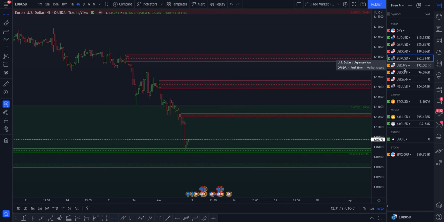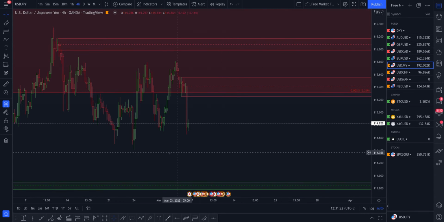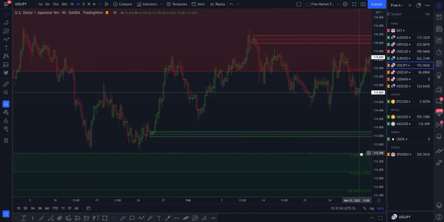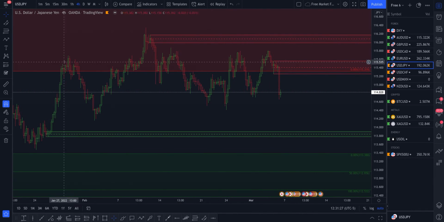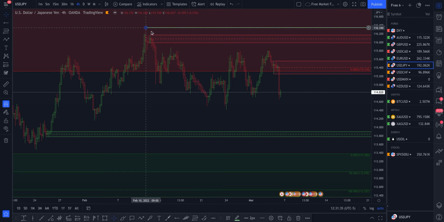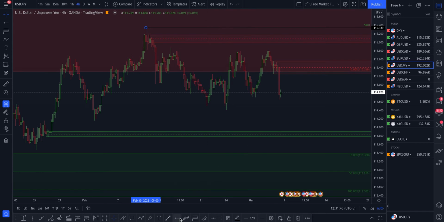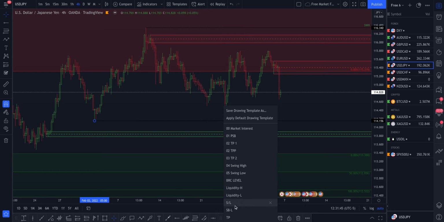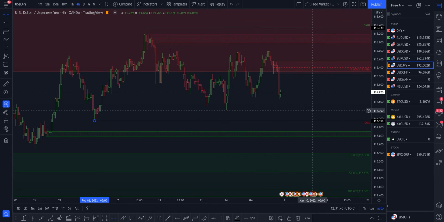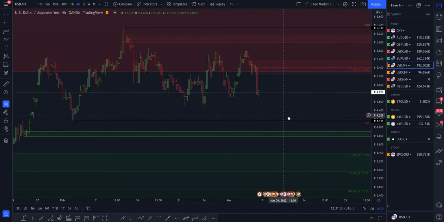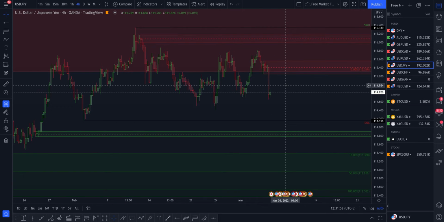USD JPY, institutional bias here is consolidation. We can see where this pair has been consolidating here in between this high, most recent high here. Let's go ahead and throw up a swing high there, and the swing low that has not been broken. All right, so where could we see this consolidate? This pair could come back up into this supply area here.